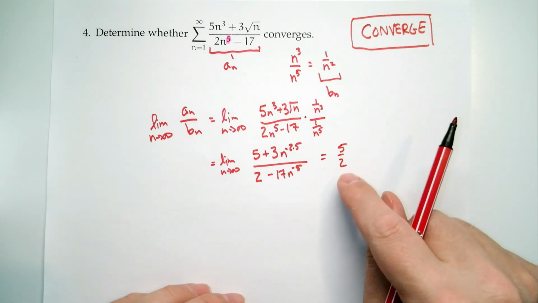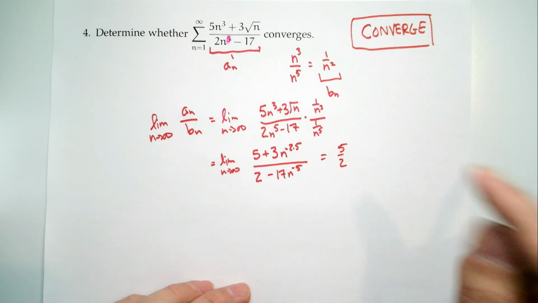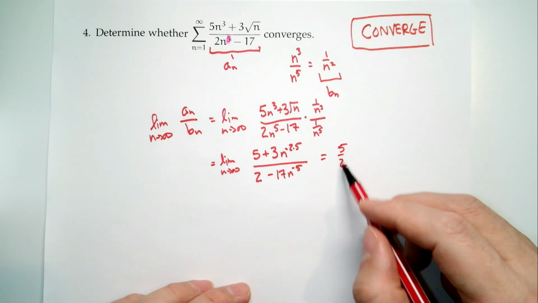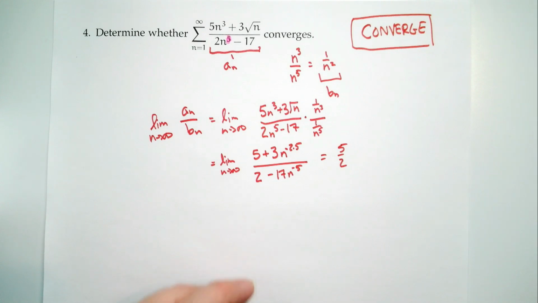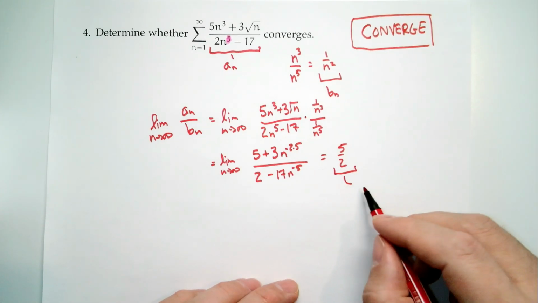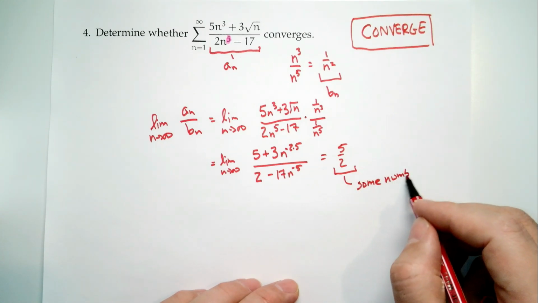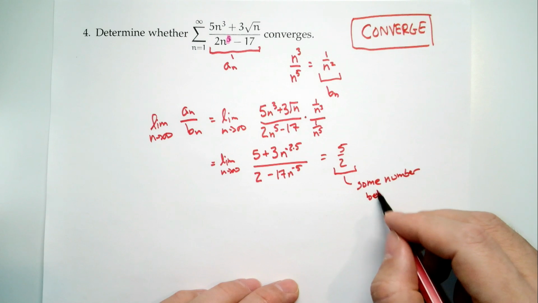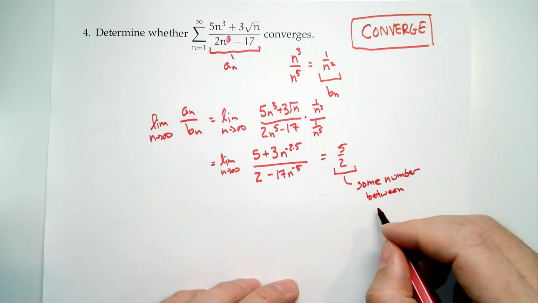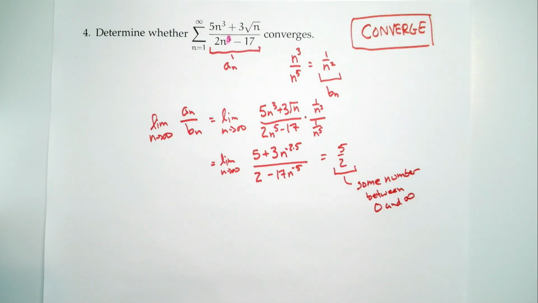Now, why do we care about this number? The answer is, not much. What we care about is that this is a number. Oh, that's good news. What we care about is that this is some number between 0 and infinity. We really just want to make sure it converges to something. And since it does, we're good. All right. Good. So what does that tell us?